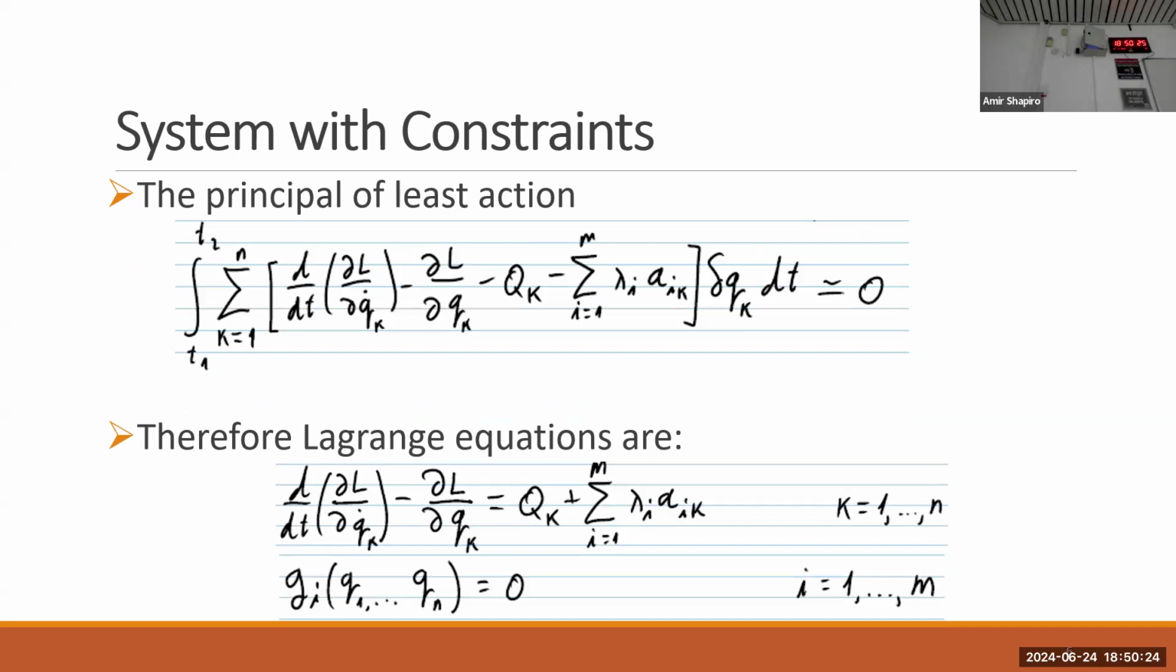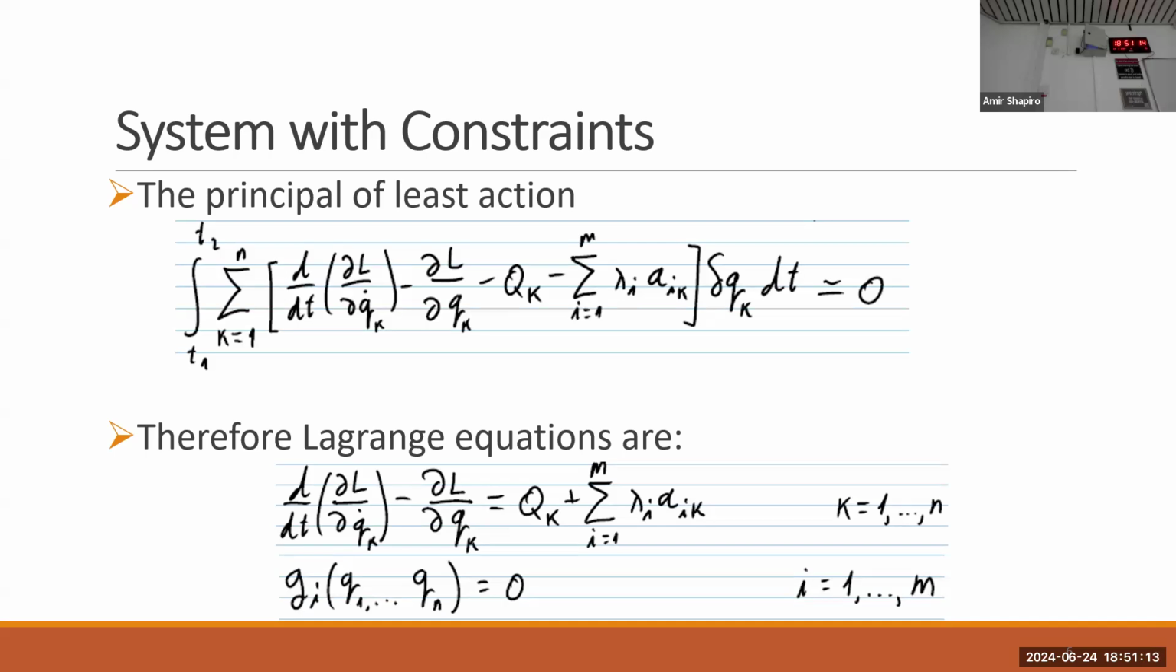So we have here, you see here with the minus. So when I take it to the right hand side, it is plus lambda_i a_ik. So we have here G. So now I have these n parameters, n Lagrange equations, but I have another m parameters, lambda_i, which are the magnitude of the force. Therefore, I have to solve this with the constraint equations, which are m additional equations.